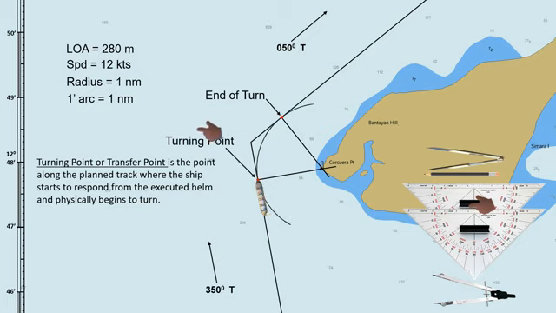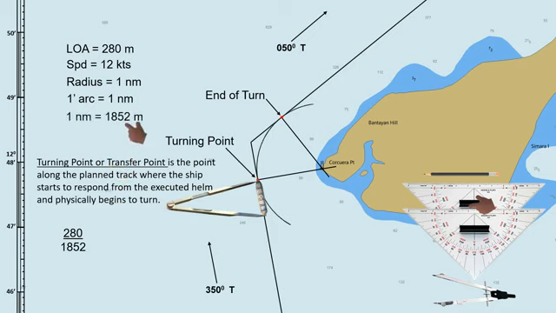So if the ship's length is 280 meters, we need to convert it into a nautical mile so that we can use the latitude scale to measure 280 meters before the turning point. To convert it, 280 divided by 1852. We divide it by 1852 because 1 nautical mile is equal to 1852 meters. The ship's length in nautical mile is 0.151.